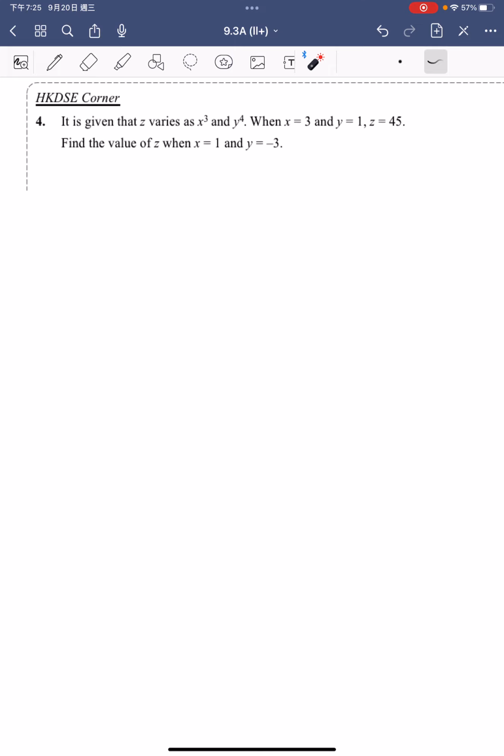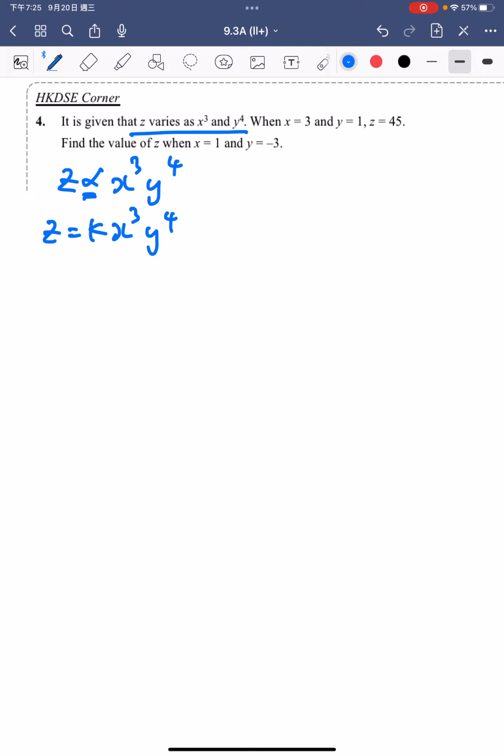Okay, so now moving to the DSE type questions. It's not that hard, but we can just try to do them step by step. So at first, z varies as x cubed and y to the power 4, which means that z is proportional to x cubed and y to the power 4. After using this symbol, we can change it to equal to k. Then we have z equal to k x cubed y to the power 4.